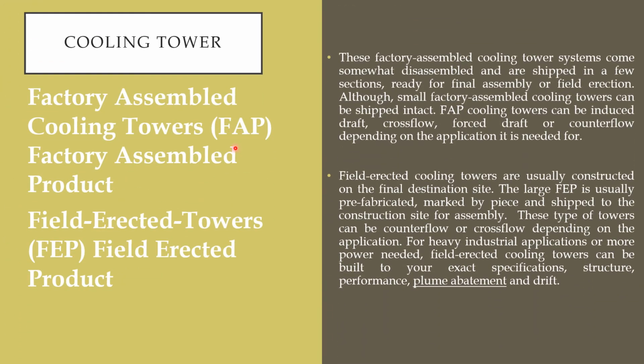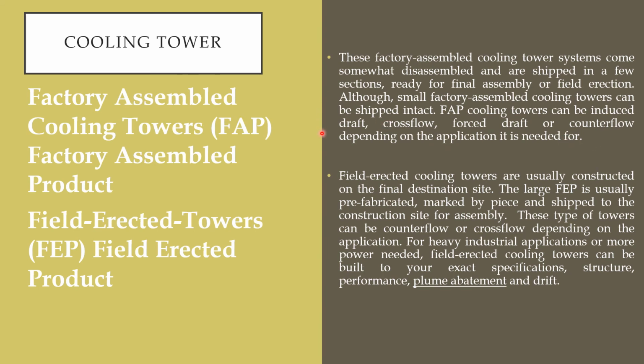The other two types of cooling tower are factory assembled cooling towers (FAP) and field erected towers. FAP is normally used in HVAC units. These factory assembled cooling tower systems come somewhat disassembled and are shipped in a few sections ready for final assembly or field erection. Although small factory assembled cooling towers can be shipped intact, FAP cooling towers can be induced draft, cross flow, forced draft, or counterflow depending on the application it is needed for.